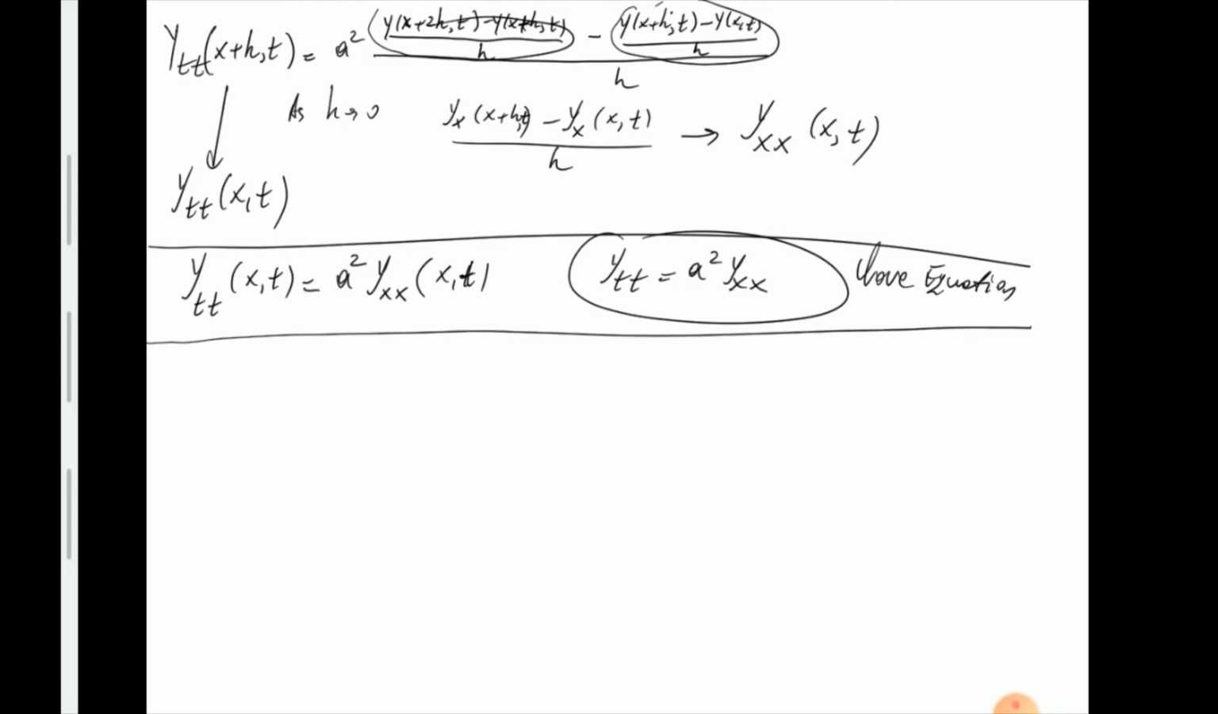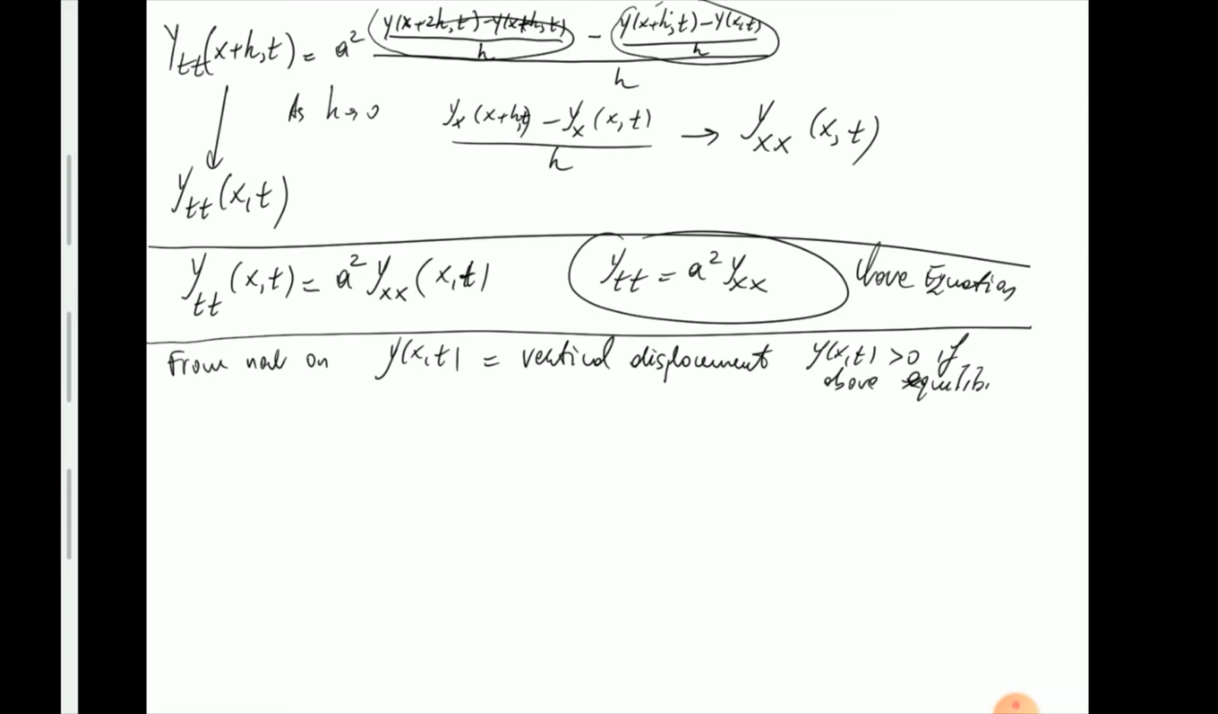This was essentially the simplest possible derivation of this equation. Now, to really visualize it a little bit better, in our class, from now on, y of x, t will denote the vertical displacement. And the convention is going to be y of x, t is positive if above the equilibrium position, and y of x, t negative if below the equilibrium position.